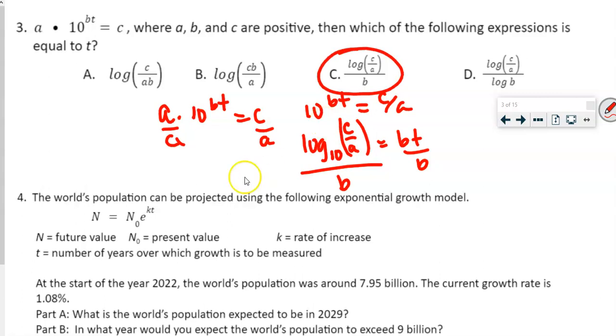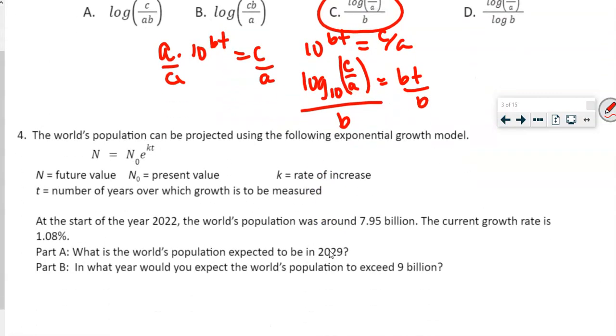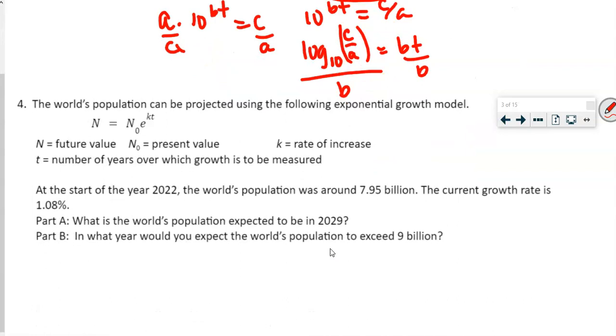Okay, the next one says the world's population can be projected by the following exponential growth model. N equals N sub 0 e to the kt power. So N equals the future value and N sub 0 is the present value. K is the rate of increase. T is the number of years over which the growth is to be measured.